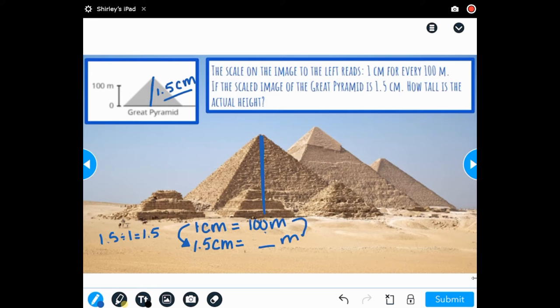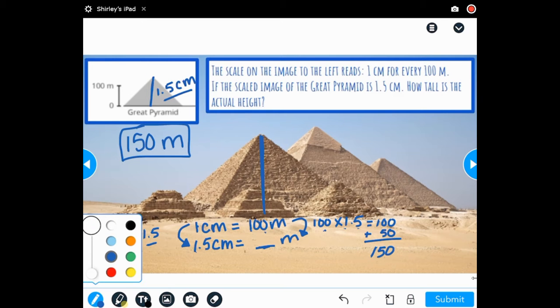So then I'm going to do the same thing in this direction. If I'm scaling up, right, 1 is smaller than 1.5. So if I need to make 100 bigger to match, I'm going to take my scale factor that I found and do 100 meters times 1.5. So if you need to use your calculators, go ahead. If you want to try to practice doing this in your head, 1 times 100 is 100. Half of 100 is 50. So then if I add those together, 100 times 1.5 is 150. Okay, so that tells me that the Great Pyramid is 150 meters.